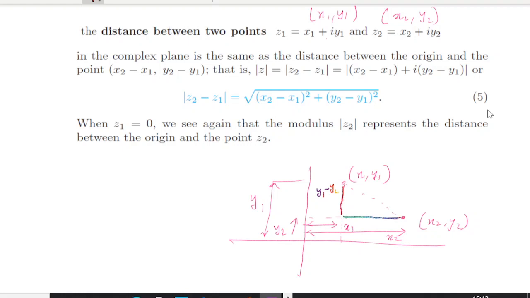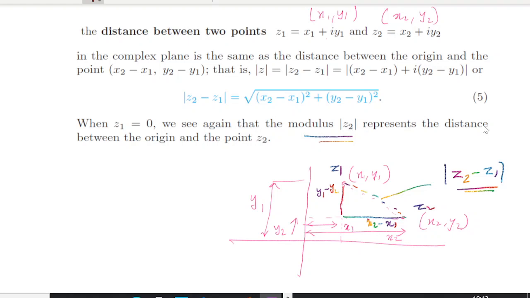Now what about this other distance? The total distance is x2, so it is x2 minus x1. So the distance should be the square root of (x2 minus x1) square plus (y2 minus y1) square. If this is z1 and this is z2, this is nothing but the modulus of z2 minus z1. So when z1 equals 0, that is, when one of the complex numbers is 0, you will get the distance from the origin, which is nothing but the modulus. So this is the distance concept in complex numbers.